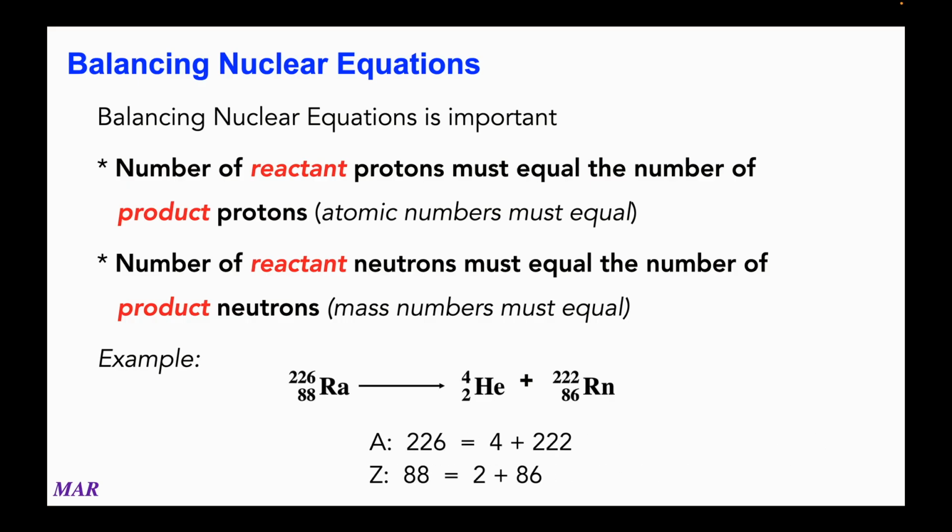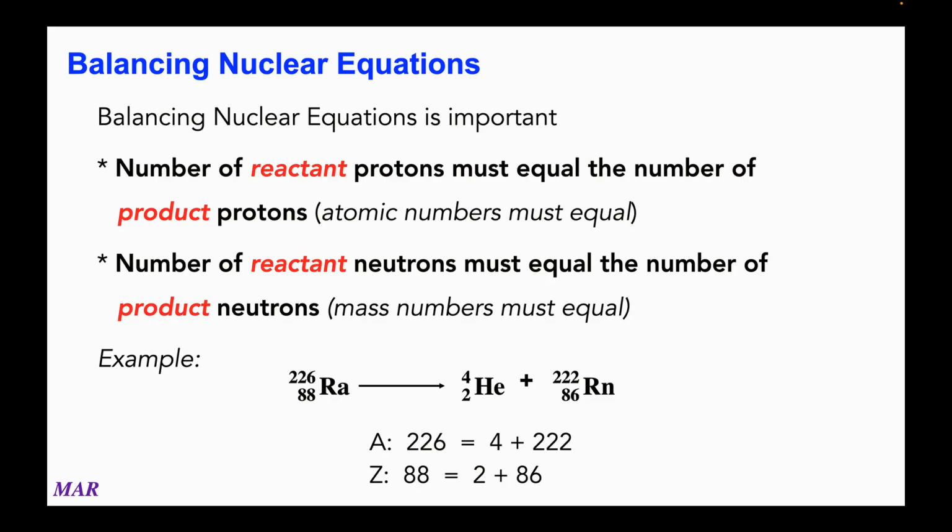As an example of that, let's look at this radium-226 isotope that's decaying to an alpha particle, which is 4,2 helium, alpha particle, and a radon-222. And if you look at the upper left-hand numbers first, those are the mass numbers. 226 for the radium equals 4 plus 222 for the alpha and the radon. So that reaction is balanced for neutrons, and then the lower left-hand numbers also balance. So 88 is the number of protons for radium. That equals 2 for the alpha particle plus 86 for the radon.